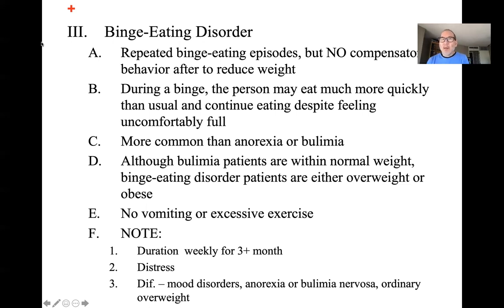We also don't have the excessive exercising or purging. I mentioned the excessive exercising with bulimia, but bulimia can also be characterized by purging, like self-induced vomiting or using diuretics. You need the presentation of the symptoms for about 3 months. It has to cause the individual distress. And these are some of the mental disorders you want to differentiate binge eating disorder from.